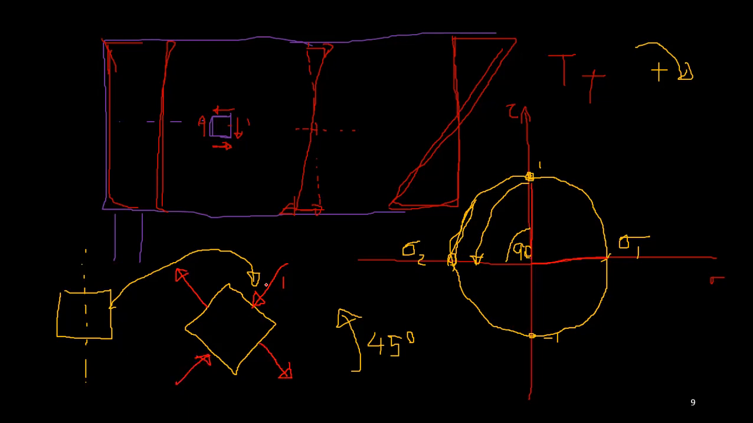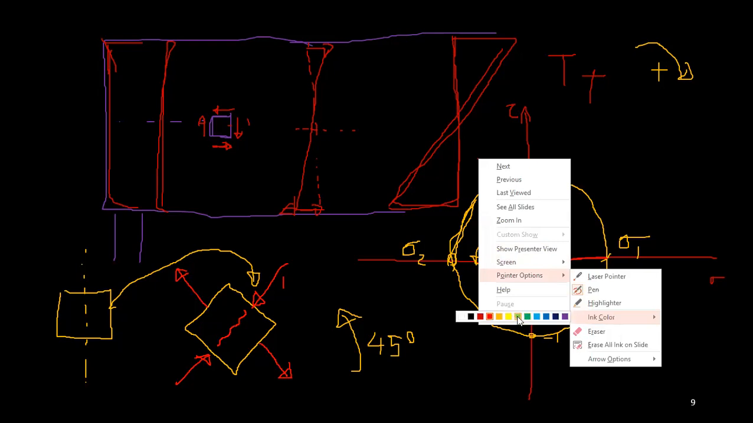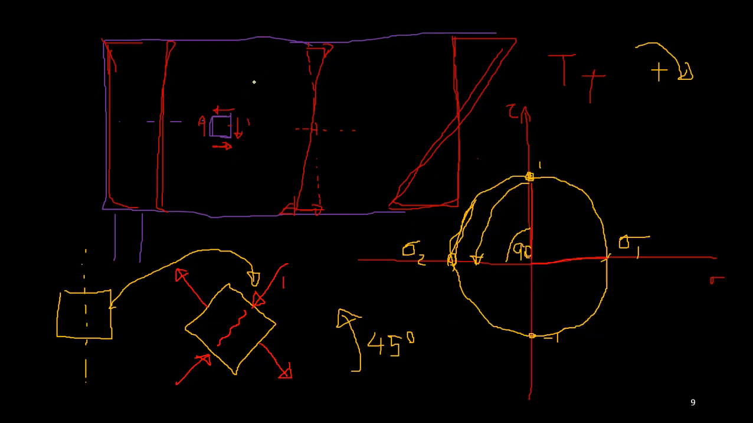So just consider, if you apply a compression like this, you push like this, you can have cracks due to this tension. You can tear this element like this due to this tension. That's why you usually get shear cracks diagonally.